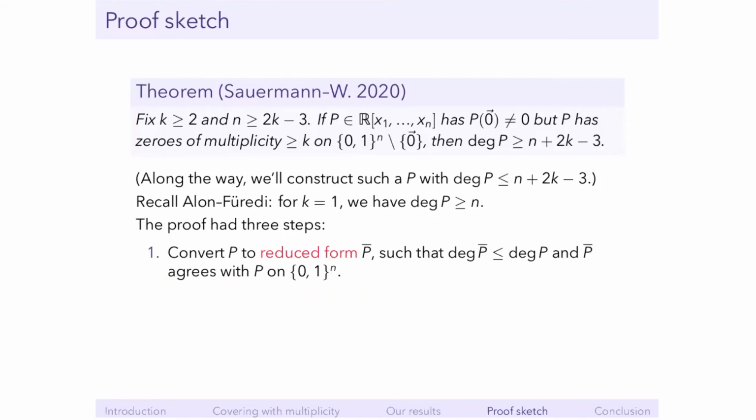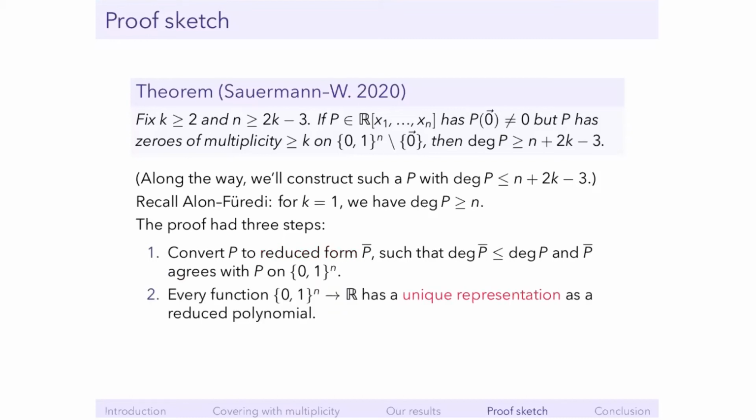So as far as the problem is concerned, p and p bar are sort of equivalent. That was step 1. Step 2 was proving that any function on the hypercube had a unique representation as such a reduced polynomial. And then step 3 was actually just that you could write down an explicit reduced polynomial that agreed with p and had degree n, and that finished the proof. And so our proof follows basically the same 3 steps, except every step is more complicated.